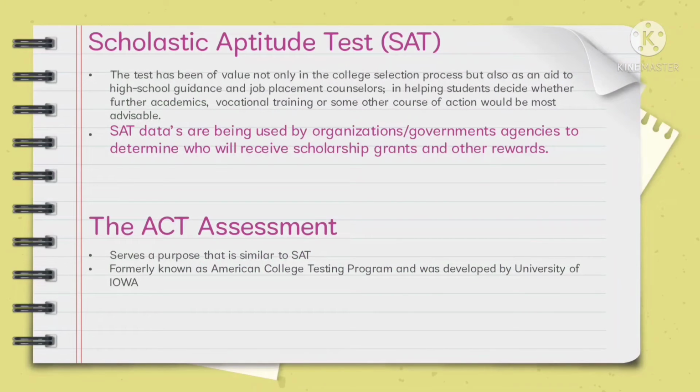Perhaps the most obvious example of an aptitude test widely used in schools at the secondary level is the SAT, which until 1993 went by the name Scholastic Aptitude Test. The test has been of value not only in the college selection process but also as an aid to high school guidance and job placement counselors. It has value in helping students decide whether further academics, vocational training, or some other course of action would be most advisable.